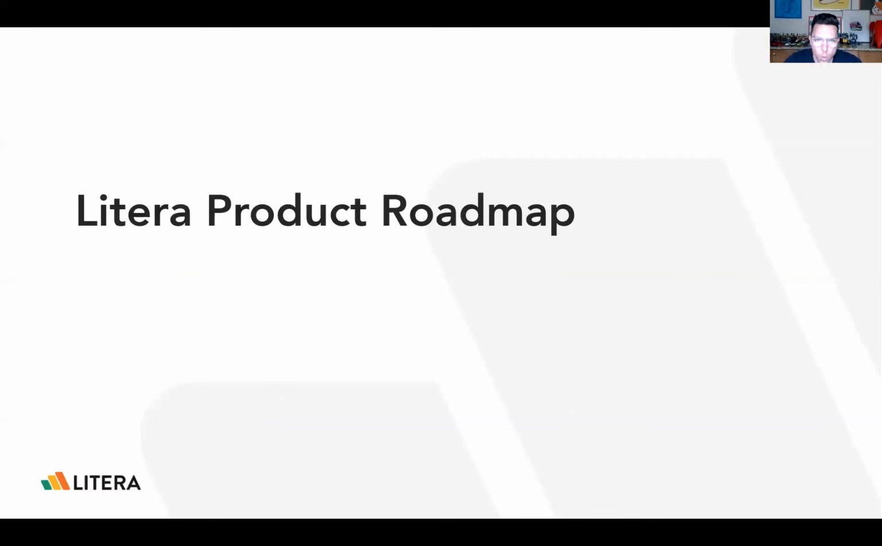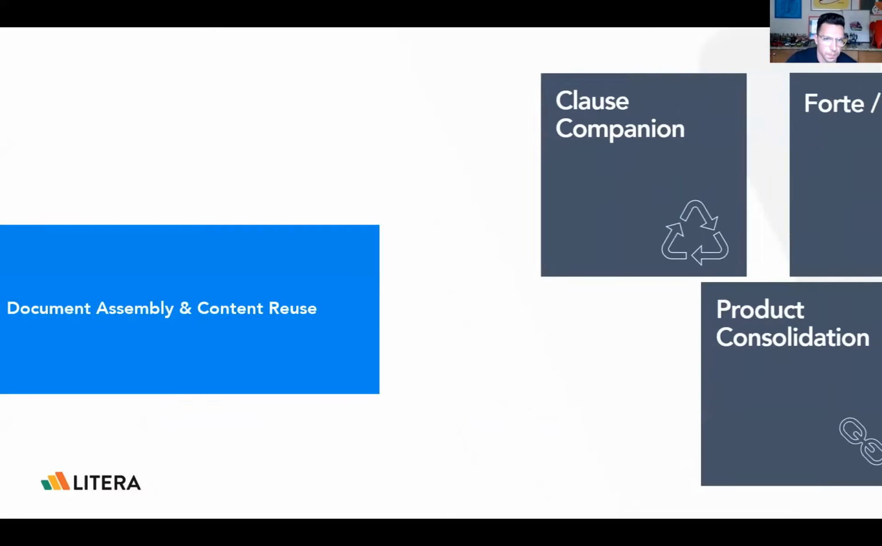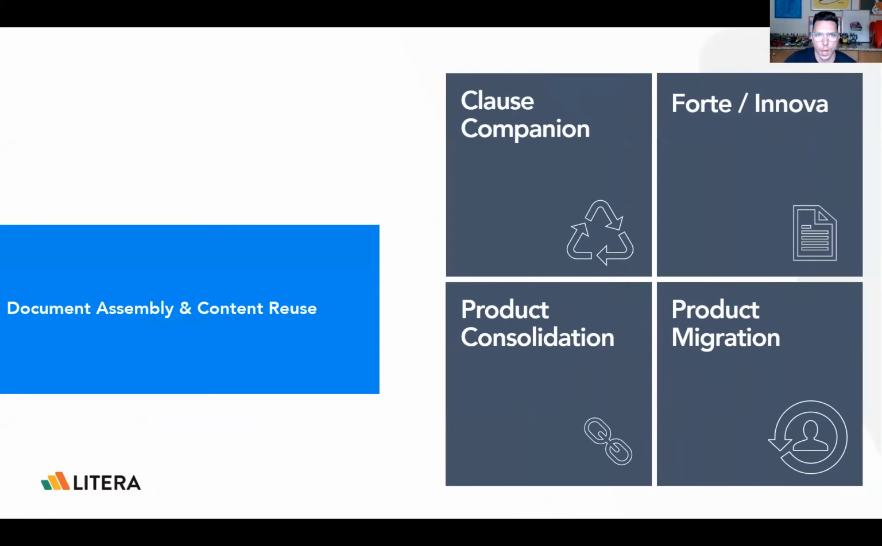All right, so we'll cover the create and check components for Litera. For those who might not be familiar, all our products fall into 4 primary pillars: create, check, collaborate, and close. Today, we'll focus on create and check. So we'll start off with create. For everybody on the phone, create today consists of our Clause Companion, Forte, and Innova products.